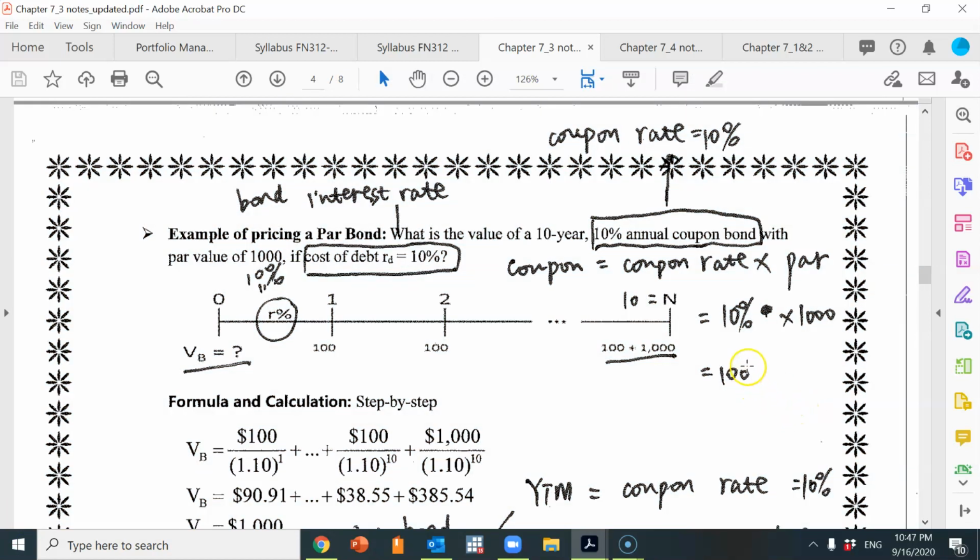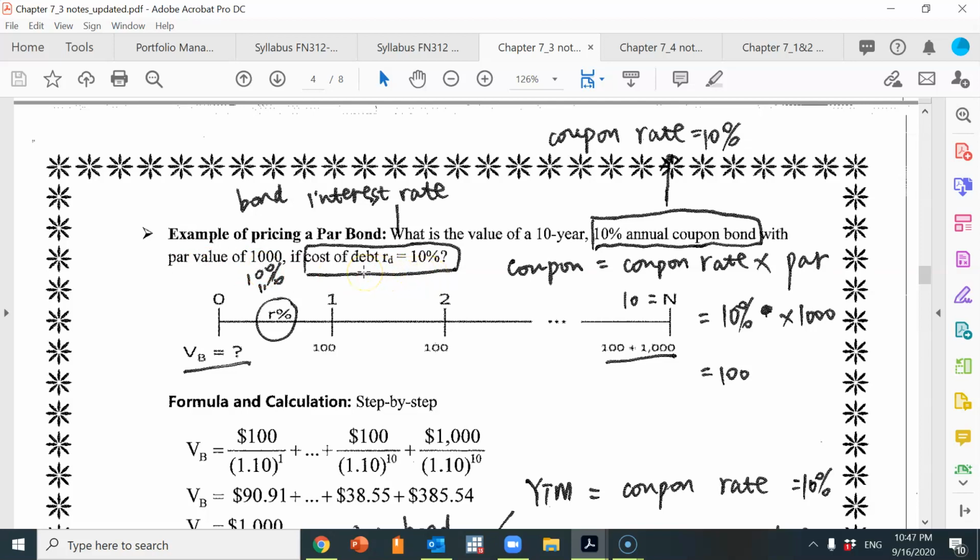So in this question, we know that the key information here is that this is a 10-year, 10% annual coupon bond, which means the maturity date N is 10. This is an annual coupon bond, and the coupon rate is 10%. The par value is 1,000. The cost of debt is 10%.